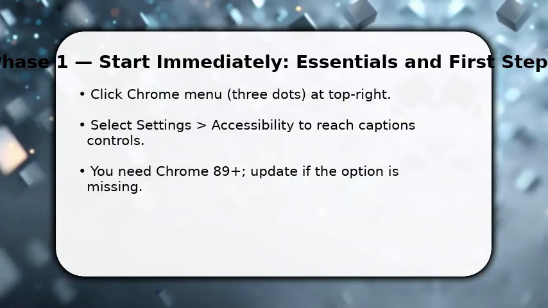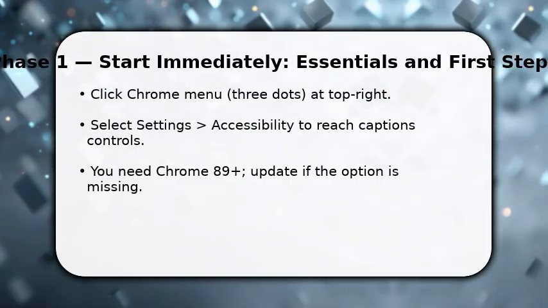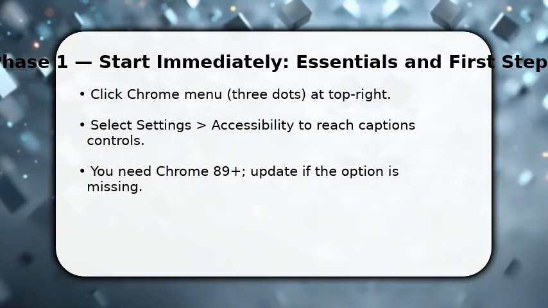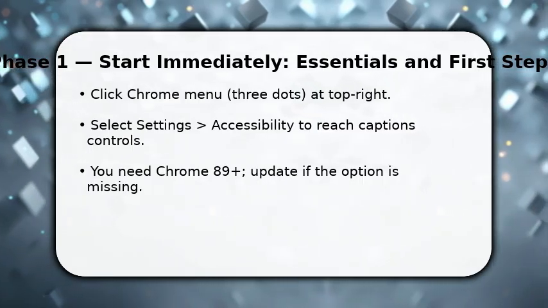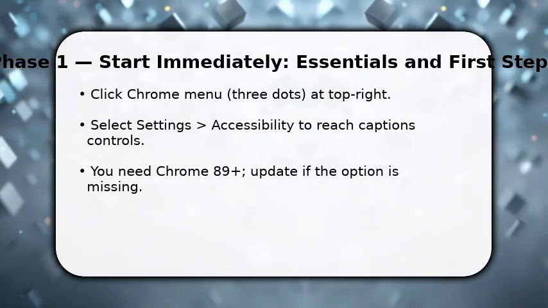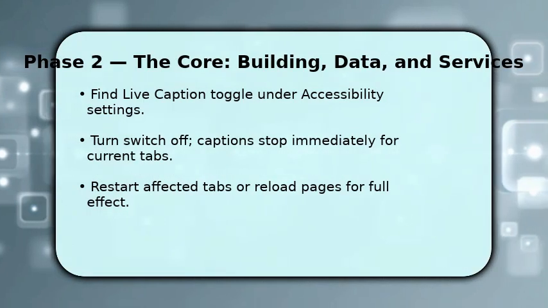Make sure Chrome is updated to a recent version. If not, update now. Once in Accessibility, locate the Live Caption toggle so you can turn it off in the next step. Now find the Live Caption toggle and flip it off. Do it deliberately. This stops caption generation for videos and audio in all open tabs.